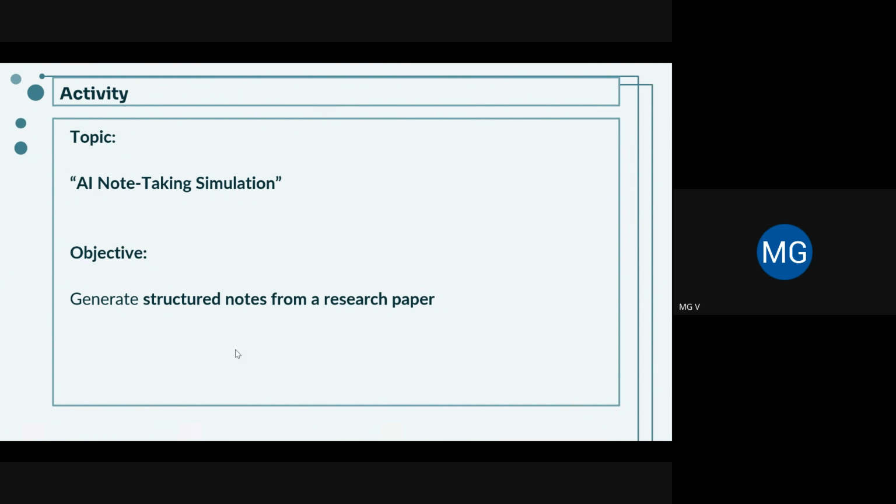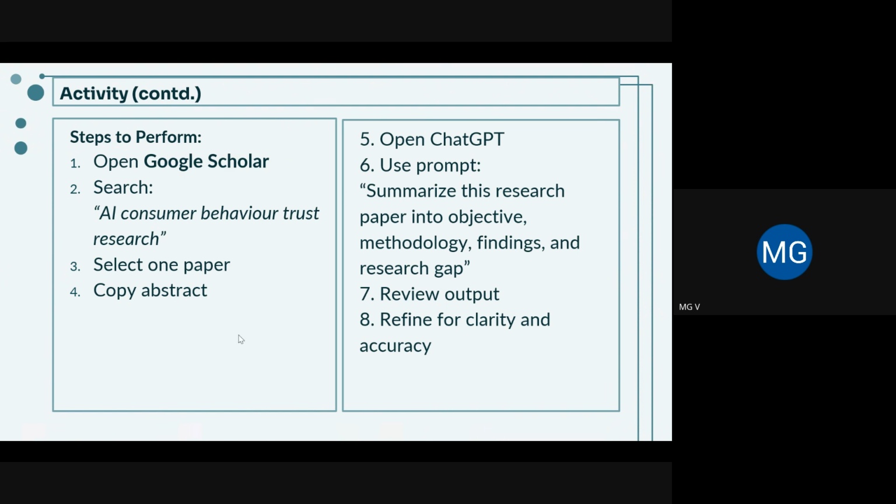Now, activity time on AI note taking simulation with the objective to generate structured notes from a research paper. This is again a skill. Now, what are the steps to be performed? We can make use of Google Scholar and type AI consumer behavior trust research. Then we can select one paper and copy the abstract. Then we can open ChatGPT and use the prompt, summarize this research paper into objective, methodology, findings and research gaps, and then review the output and refine for clarity and accuracy. I hope you can do this.